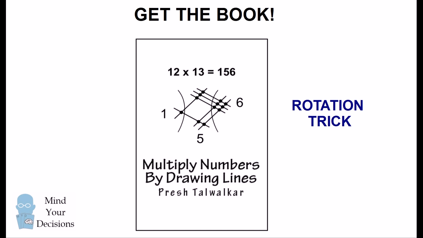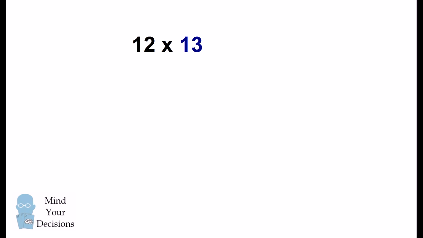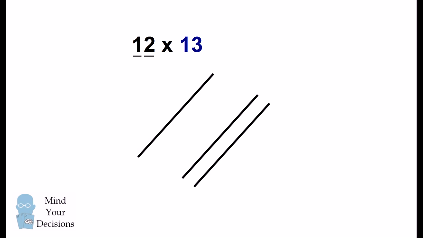In this video, I'm going to teach you a trick I discovered while writing the book, which is a rotation trick from the diagram. First, let's review how you multiply numbers by drawing lines. Let's say you want to multiply 12 by 13. For the 1 in 12, we'll draw one line. For the 2, we'll leave a little bit of space and draw two lines. For the other number, we'll draw lines in the other direction.